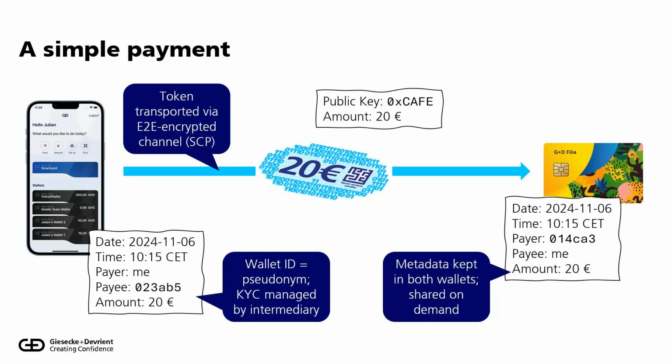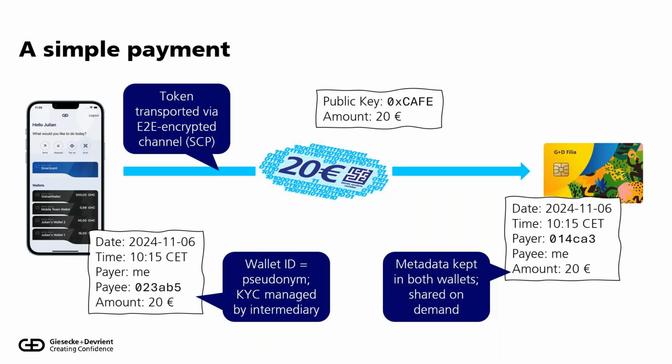And this is also the difference to credit card payments, for example, because for credit card payments, you're using these account numbers basically for actually validating the payment. This is not necessary in this setup. You only need the token that you give from A to B.